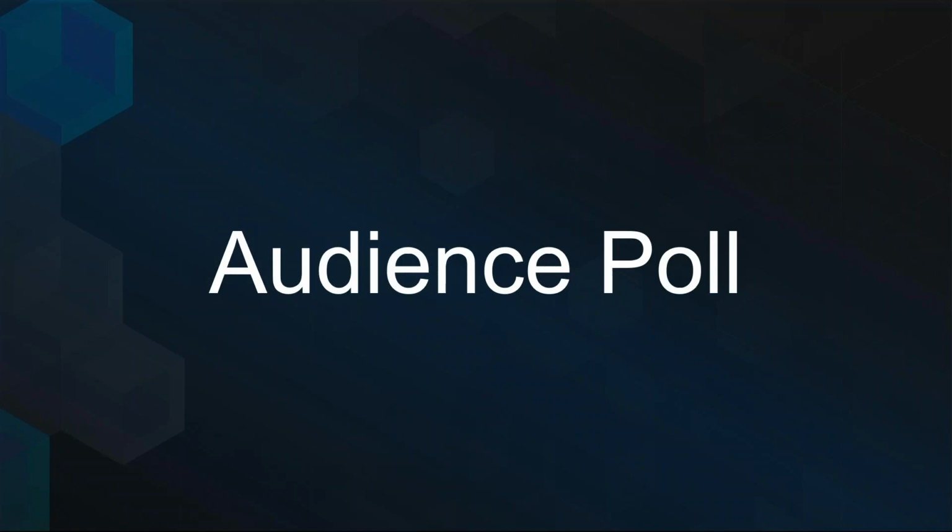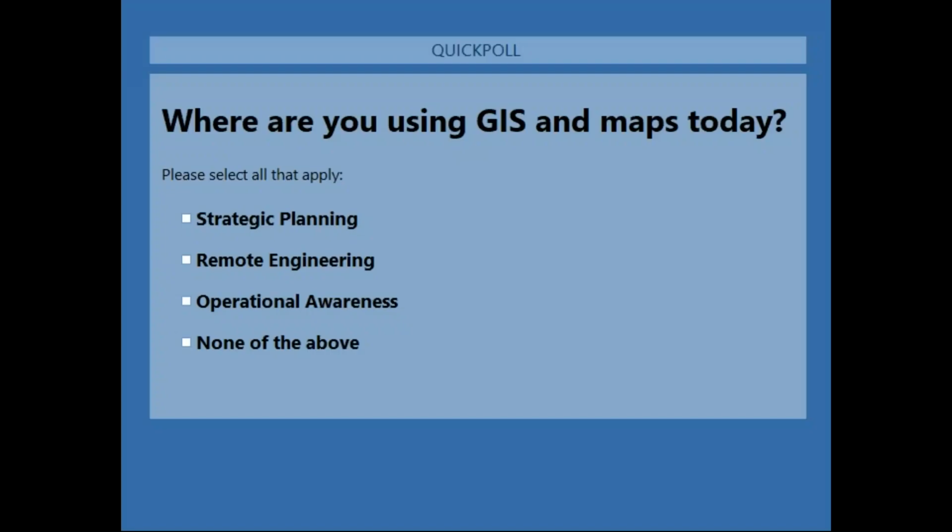So what type of GIS or maps are you using? And once again, select all that apply. Where are you using GIS and maps today? Is it in that first phase, strategic planning? Or perhaps in the prescriptive phase where you're actually designing the network? Or how about that last phase we talked about, operational awareness? Or perhaps you're not really using maps or using GIS in any of those.